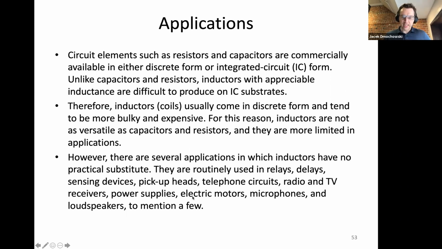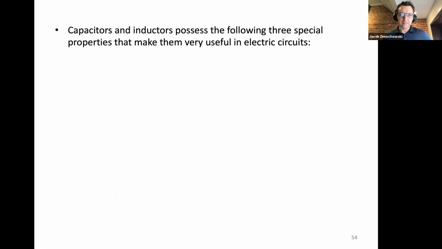But that's not to say that inductors are useless. As I've alluded to, they have fine applications. I believe that every doorbell has an inductor, for example. Loudspeakers, power supply. So inductors are useful. They can't be miniaturized in the same way as resistors and capacitors.